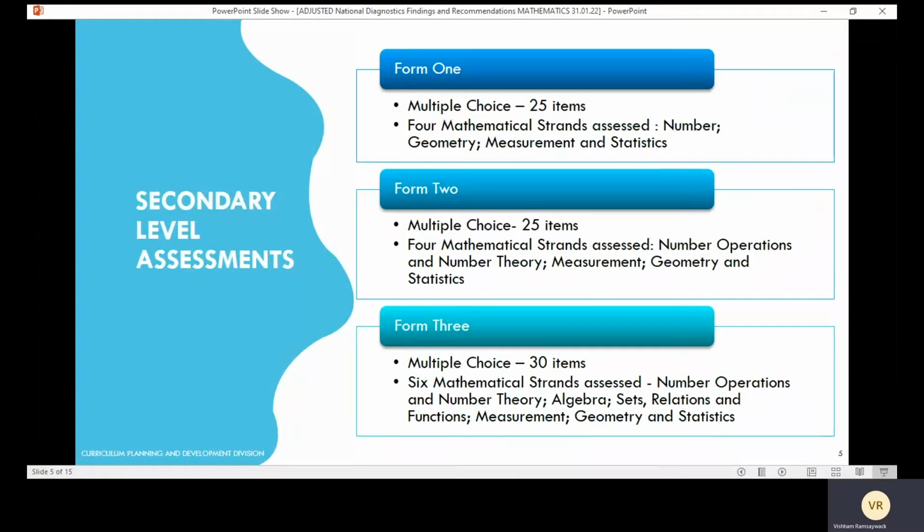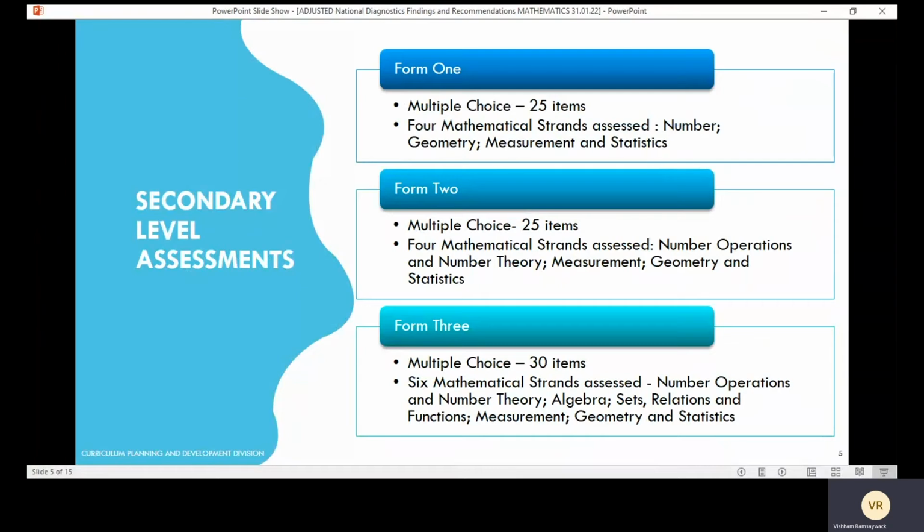Let's look at the secondary level assessments. There were some differences here in terms of the number of strands. In Form 1, the diagnostic assessment, being multiple choice, had 25 items. You will remember that the assessments were based on the previous year's curriculum content. Hence, the Form 1 test was based on the Standard 5 curriculum. So, four mathematical strands were assessed in the Form 1 test. These were number, geometry, measurement, and statistics.